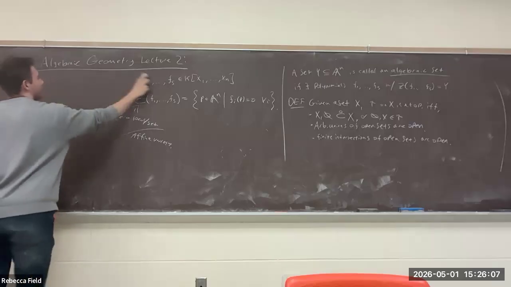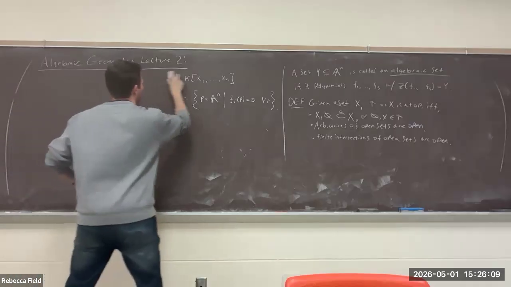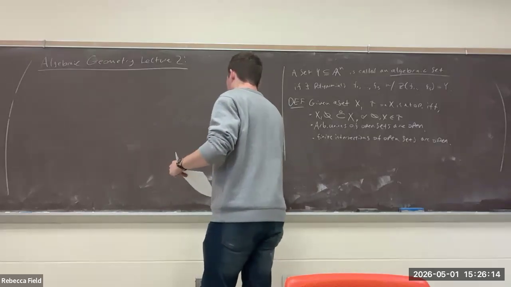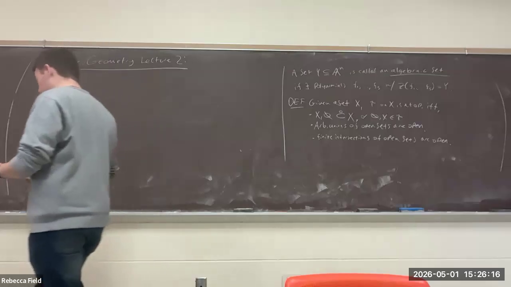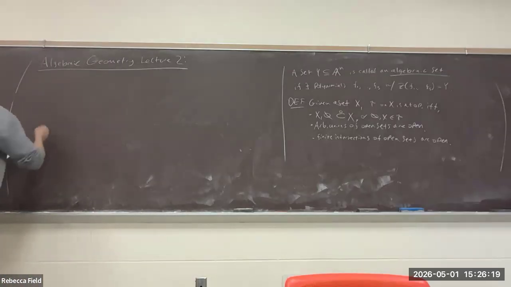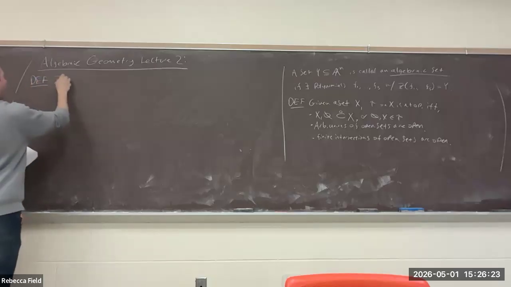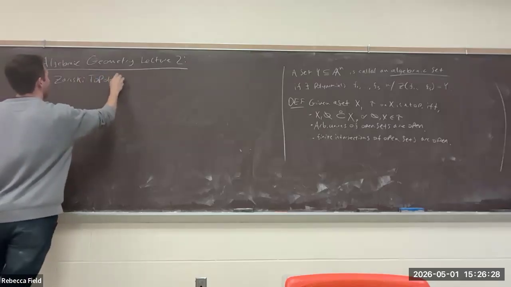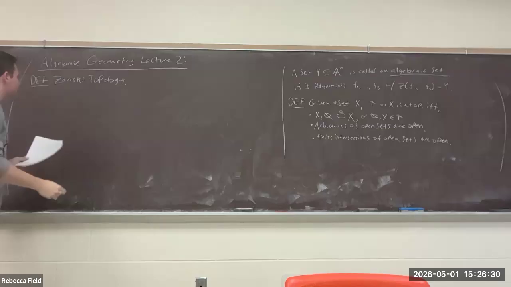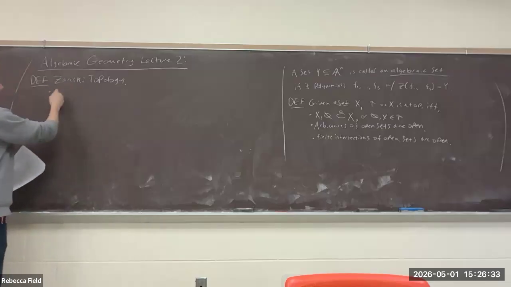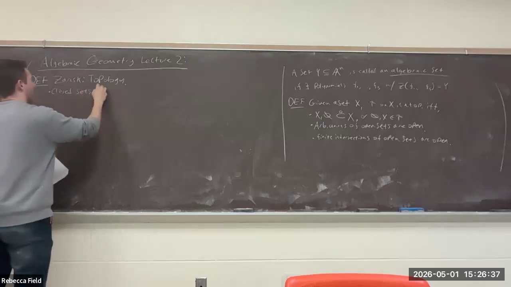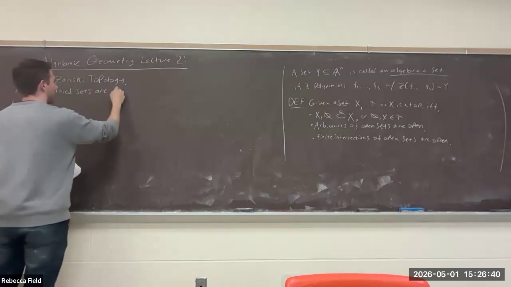So now what we want to do is define this thing called the Zariski topology. This is how people did algebraic geometry for a really long time, with Zariski. In the Zariski topology, open sets, or rather, no, closed sets, we'll start with that, are algebraic sets.